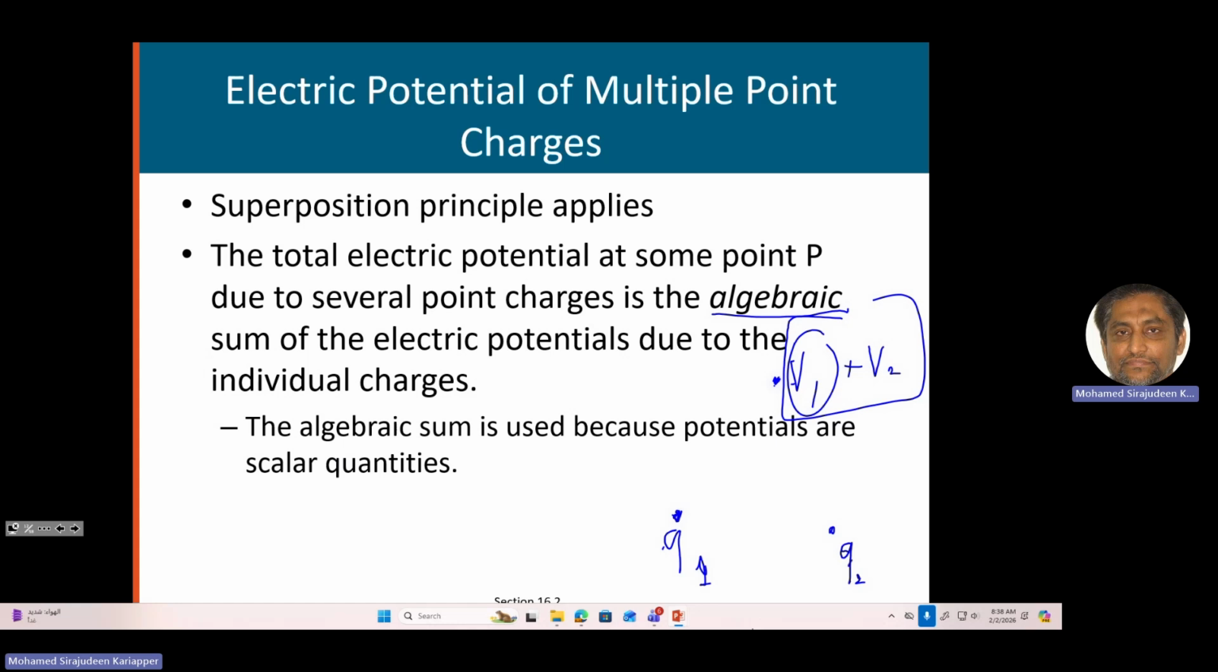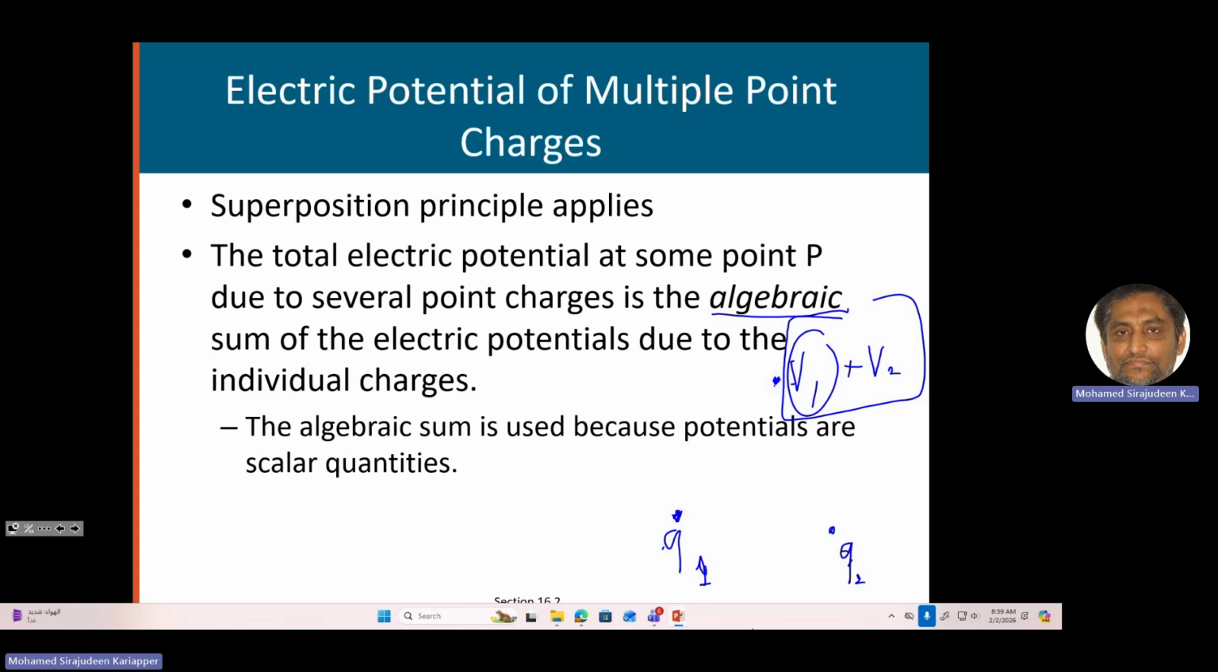So you have to keep the sign. You have to consider that they have sign and you have to take the algebraic sum. When you say algebraic sum, you should not ignore the sign. When it is positive, you have to put positive. When it is negative, you have to put the negative.